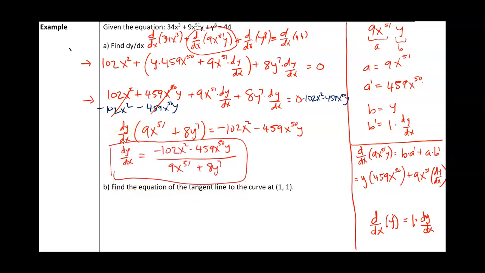And if I do that, my derivative comes out to be negative 102x squared minus 459x to the 50th y, all of that divided by 9x to the 51st plus 8y to the 7th. But I'm not done because I still want to find the equation of the tangent line at the point 1, 1. So my x value is 1 and my y value is 1. So remember, this is the derivative. But we want the derivative at a specific point. So if I replace the x and y both with 1 and just plug this into decimals or any kind of calculator, we're going to get the slope to be negative 33.